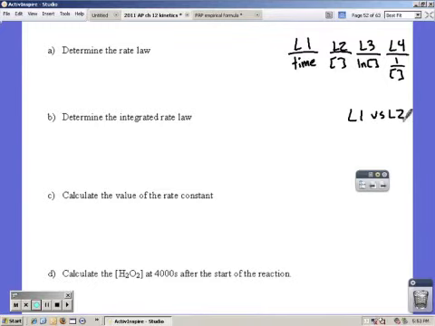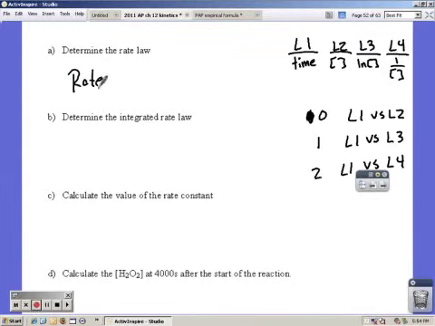So using the values that I said earlier on your L1s through L4, L1 versus L2, if that gives you a straight line, then it should be zero order. If L1 versus L3 gives you a straight line, it's first order. And if L1 versus L4 gives you a straight line, then it should be second order, based on what we put in our L1s through L4.